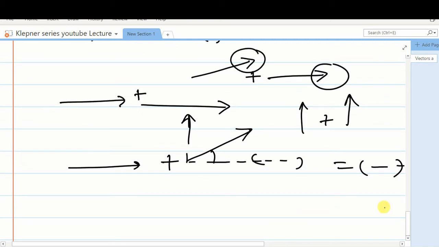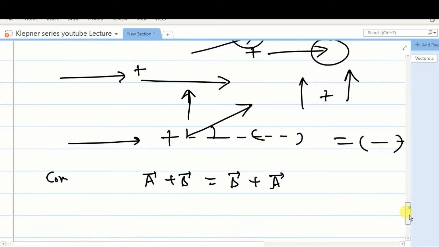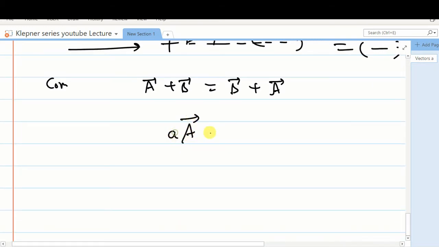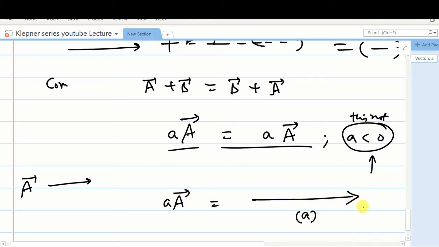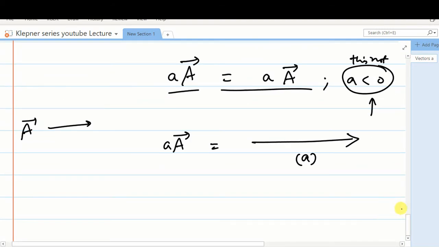So I think you understand a little bit of vector addition. It follows the commutative rule; I have already defined that a plus b is the same as b plus a. If you multiply any vector by a constant, it will not change its direction unless the constant is negative. If it is not negative, it simply magnifies. For example, your vector a is this much; after multiplication by a certain number, it simply amplifies that many times.